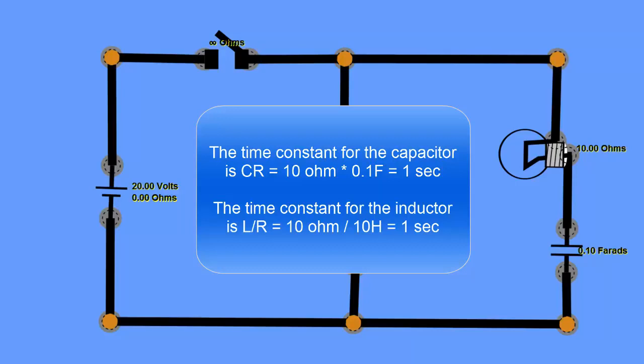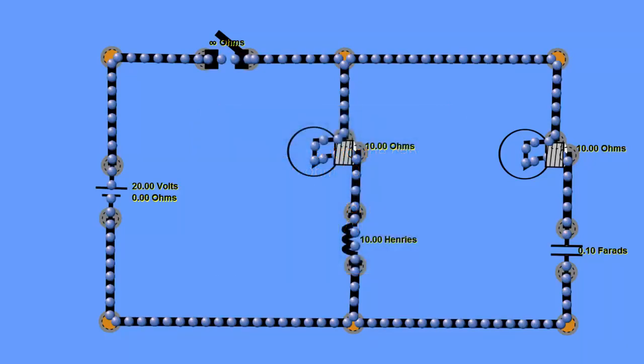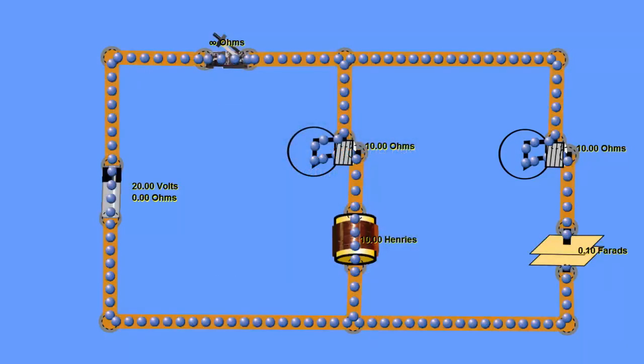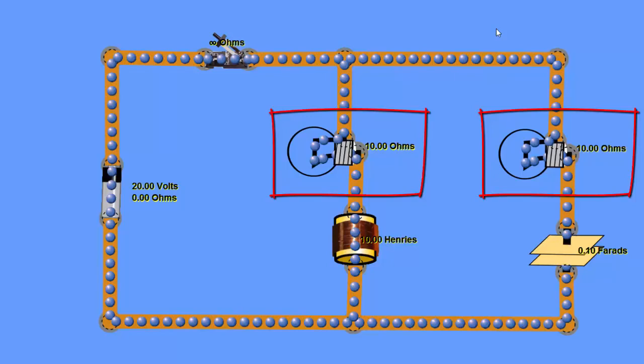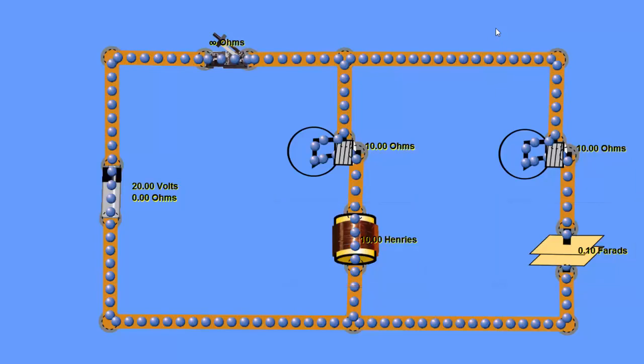So I'm going to turn on my electrons here so we can see them. And I'm also going to turn this from schematic mode to lifelike mode so we see what this would actually look like if we had put it on a breadboard or wired it up. Before I apply power, I've got 10 ohms of resistance in the bulbs, 10 henries, and 0.1 farads, a 20 volt power supply, and I have a switch, and my switch right now is showing infinite ohms.